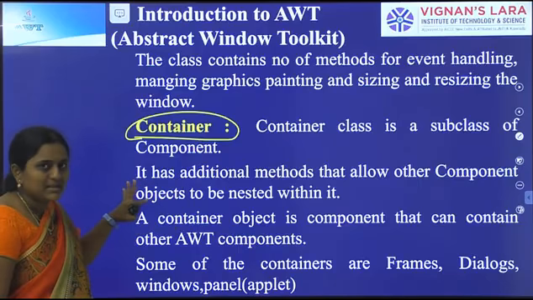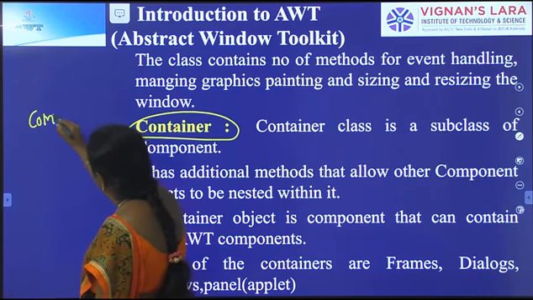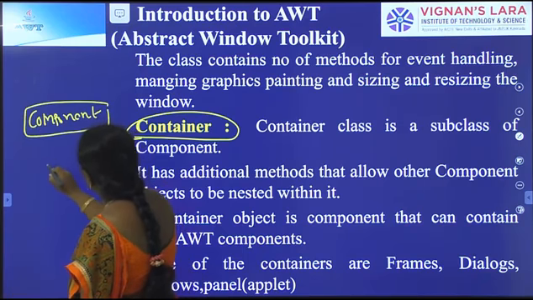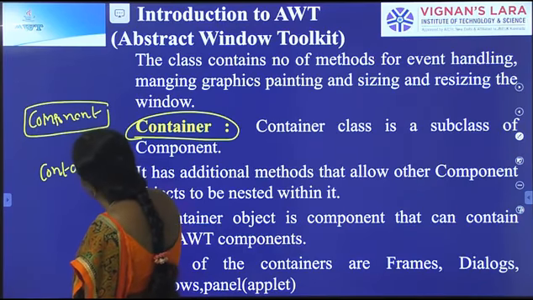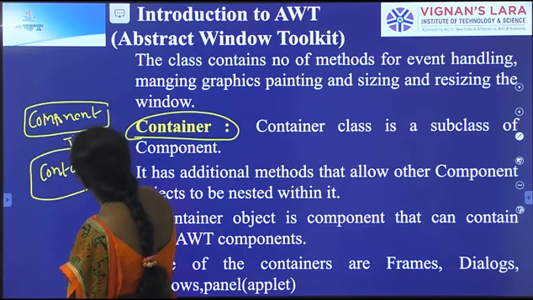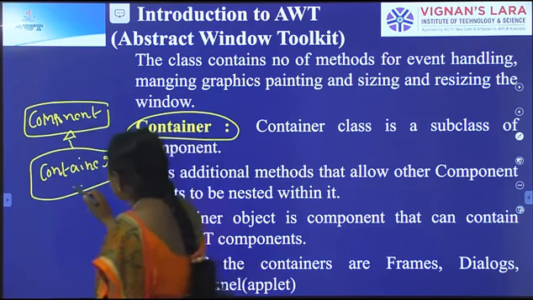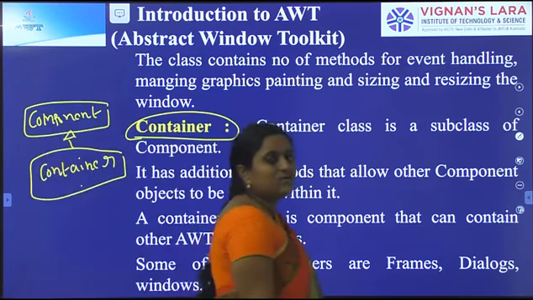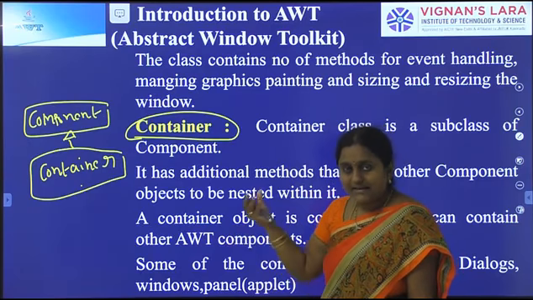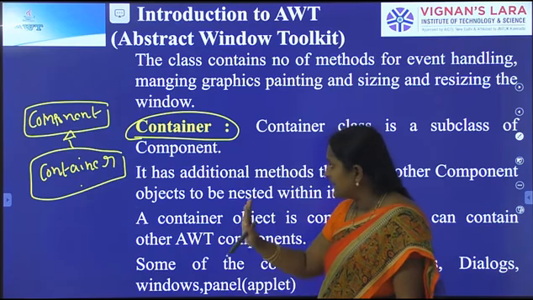Next, it has some additional methods. Component is the topmost class or superclass. Component and Container are both classes, and Container is derived from the Component class. Generally every subclass has its own properties, its own data members and member functions. But since it is a subclass, it also accesses all the variables and methods from the superclass.